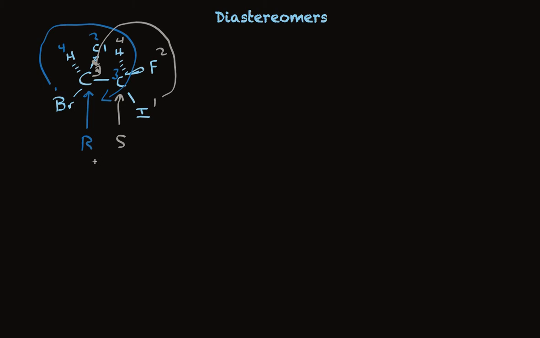Now let me write another stereoisomer. Two carbons attached, put the bromine and the iodine in the same places. But I'm going to switch the chlorine and the hydrogen, and I'm going to switch fluorine and the hydrogen. And now when I assign the absolute configuration of that center, because those two ligands have been switched, it's the S configuration. And when I assign this one, because I switched two of the groups, this is the R. So I have two stereoisomers.